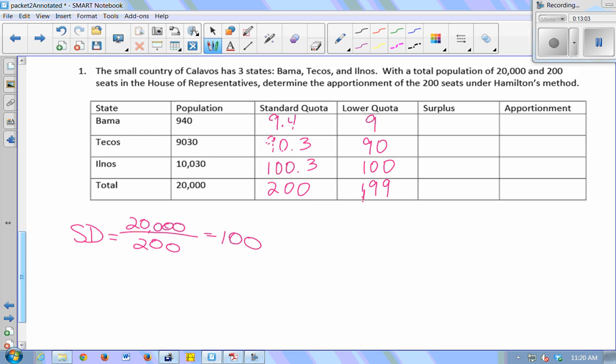So my decimal parts, let's see, I might split this into 2 columns to help me. So 0.4, 0.3, I'm sorry, that's 0.3. 0.4, 0.3, 0.3, those are my decimal pieces. Which one of those is the biggest? 0.4, so they get my 1 extra seat. Everyone else gets nothing. So 9 plus my 1 extra seat is an apportionment of 10. Everyone else just gets their lower quota, 90, 100, total of 200. So this is my final apportionment, 10, 90, 100.